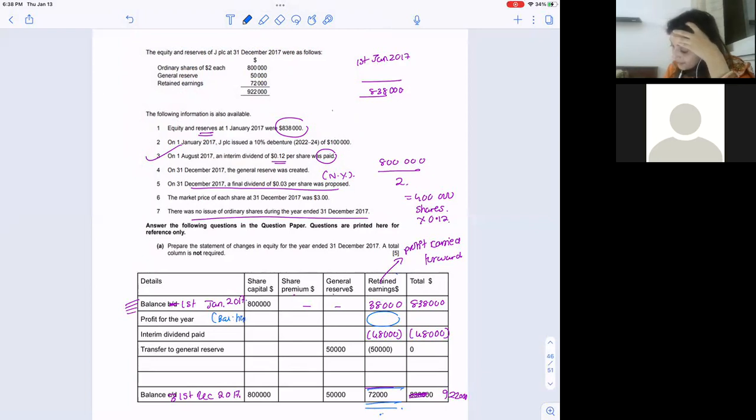And how will you find it? 38,000 plus X minus 48,000 minus 50,000 is going to give you positive 72,000. So X will be 72,000 plus 50,000 plus 48,000 minus 38,000. So this will be 132,000 profit for the year. Add this way and this way, it should be the same amount. Just see.